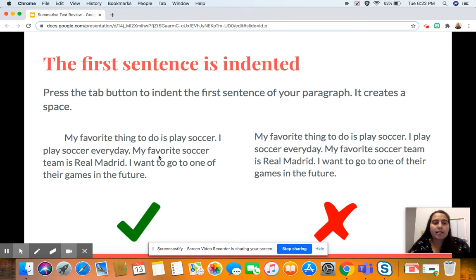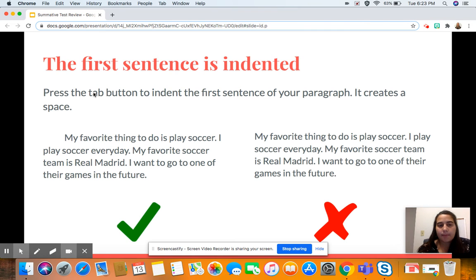Another thing we've talked about is indenting. So the first sentence of your paragraph needs to be indented. What is indenting? Indenting literally means space. So we're creating a little tiny space at the beginning of our paragraph. To do that, you press the tab button. The tab button is right underneath the 1 button on your keyboard, so you can find it that way. And then you only press the tab 1 time. That creates just the perfect amount of space. You don't press the space bar a bunch of times. Don't press tab multiple times.